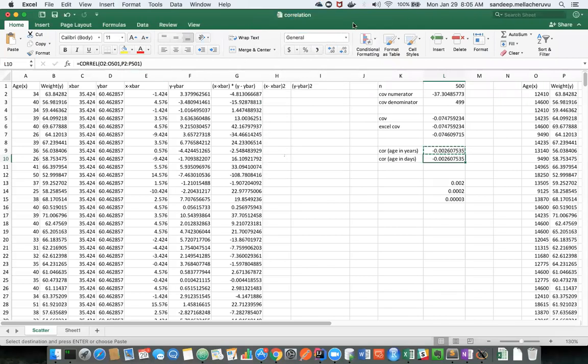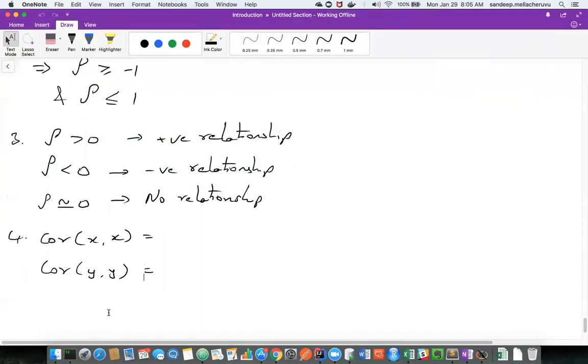Okay. Sandeep, what was the question you asked? I just wanted you to do this correlation of x comma x and correlation of y comma y. If you do one, for the other one the value will be the same. Yeah. Okay. I just wanted the answer for that.